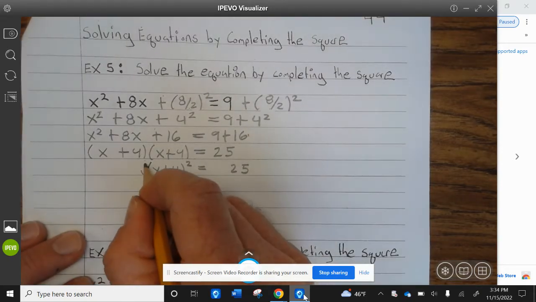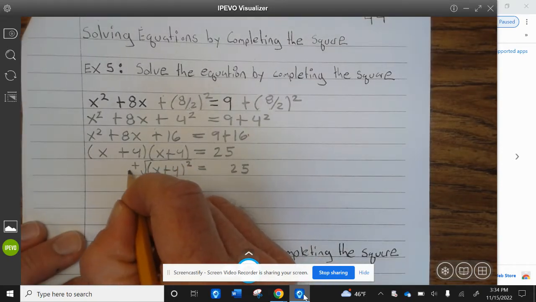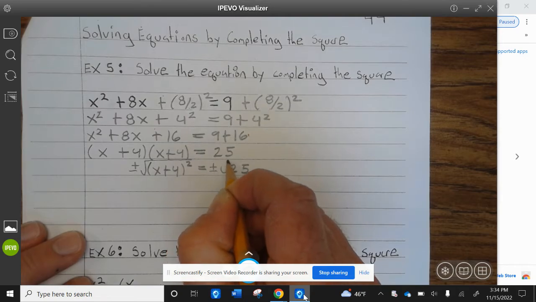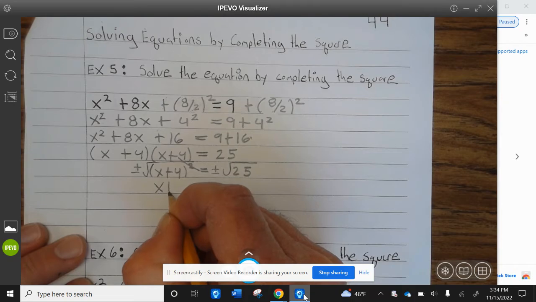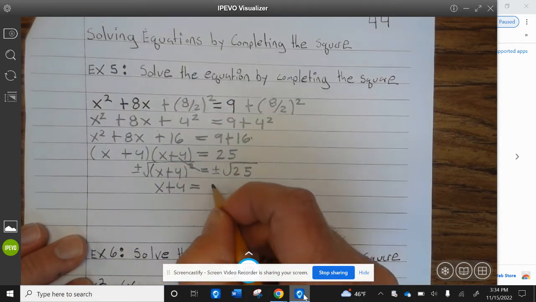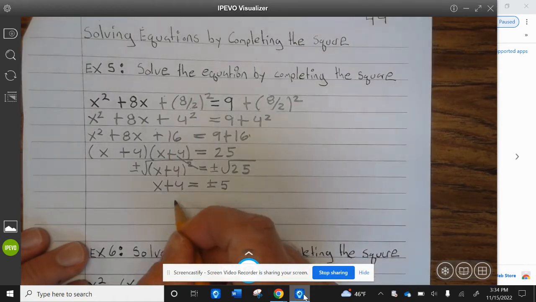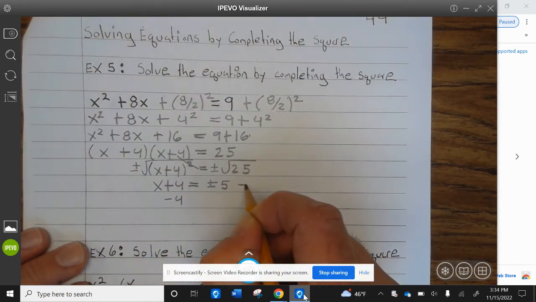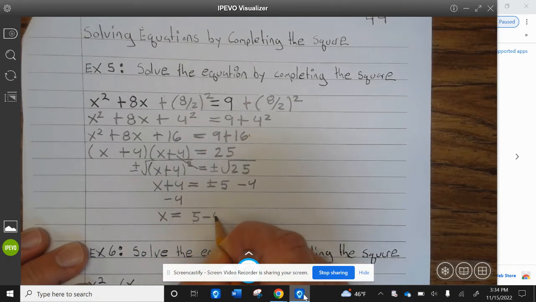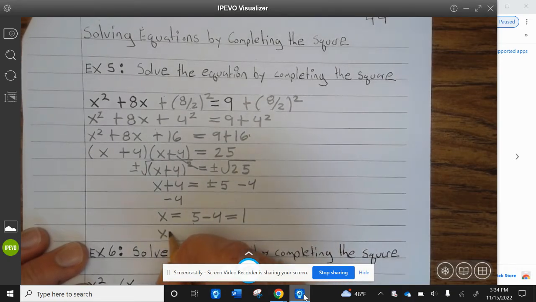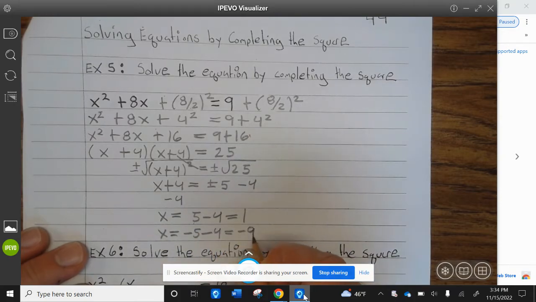Now, we're going to take the square root of both sides. Remember, square root's plus or minus. The square root cancels the squared, so you're left with x plus 4 equals plus or minus 5. Subtract 4 from both sides. So x equals 5 minus 4, which is 1, and x equals negative 5 minus 4, which equals negative 9.